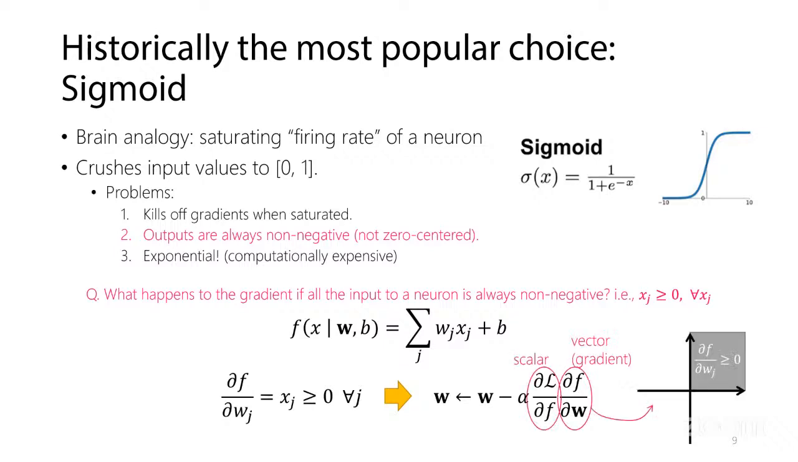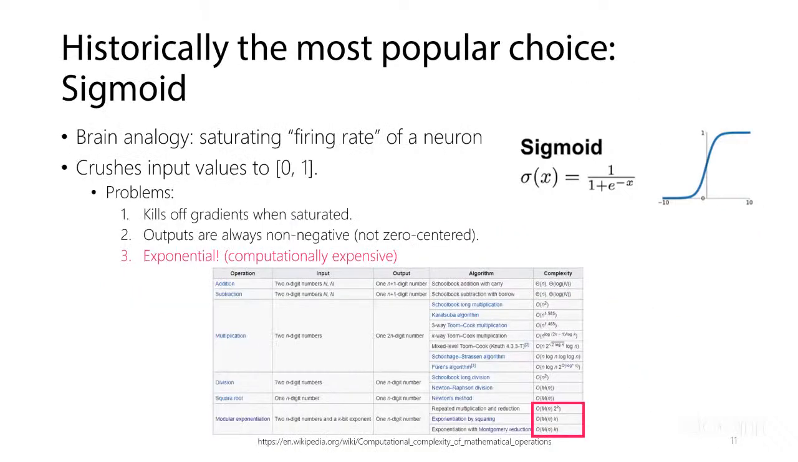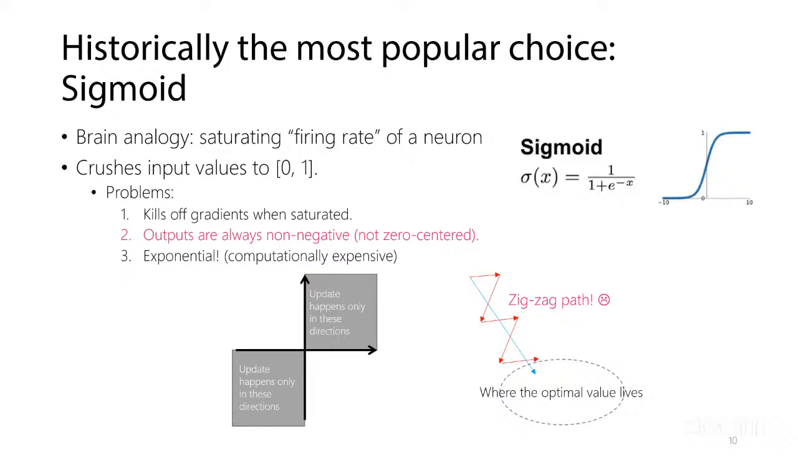So this is the situation that we're getting. The update only happens in the directions that fall under the shaded area, and you never get to explore or have a gradient vector in the second quadrant or the fourth quadrant.